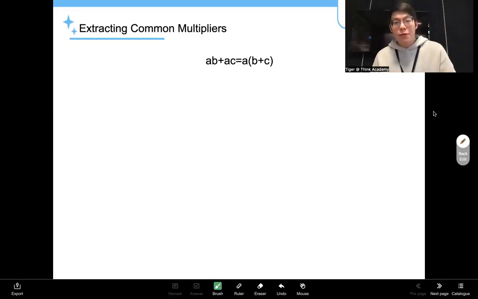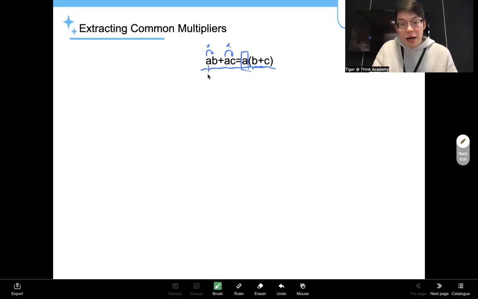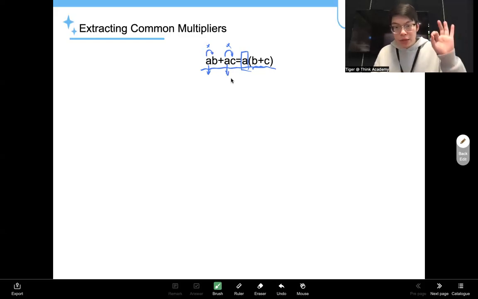So the first one, and actually the most important one, or the most commonly seen one that I'm going to introduce to you is extracting the common multipliers. Just as written here, if I have A multiplying B and A multiplying C, it would be equivalent to A multiplying the sum of B and C, which means that I am extracting the A from both multiplications between AB and AC, and I'm multiplying the sum of B and C altogether.